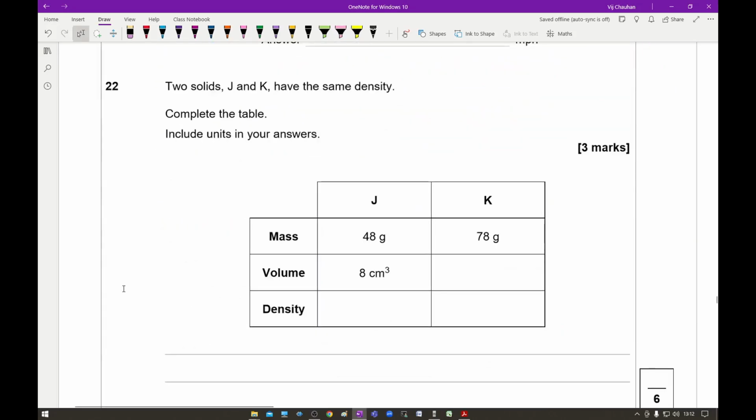Moving on to question 22, it says two solids J and K have the same density, and the question is asking us to complete the table, and it also says include the units for your answers.